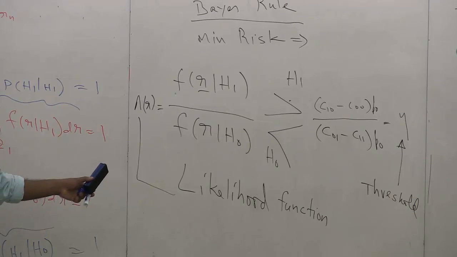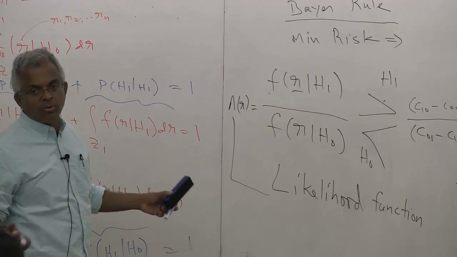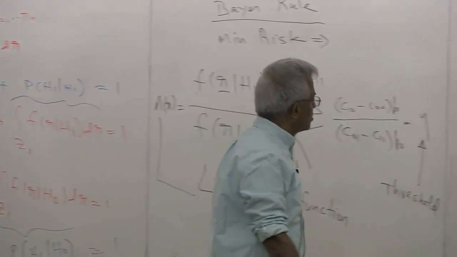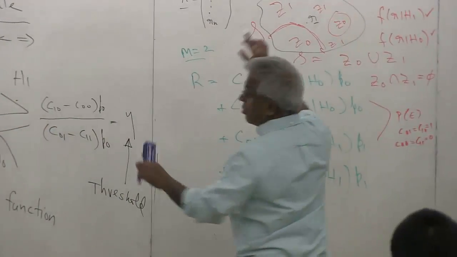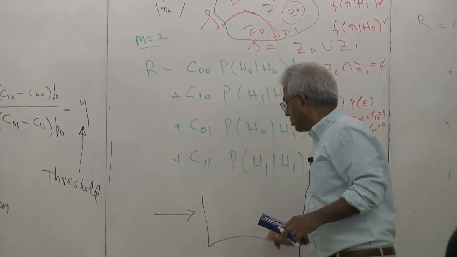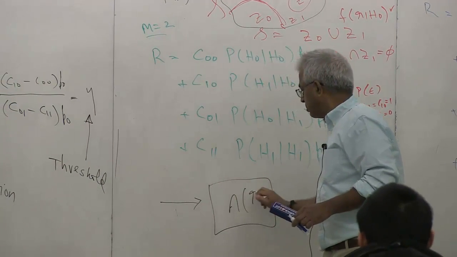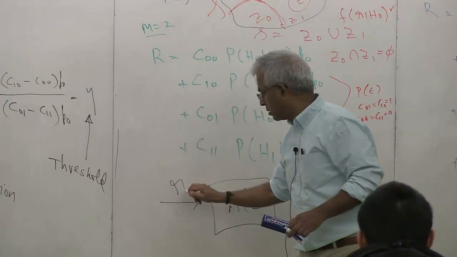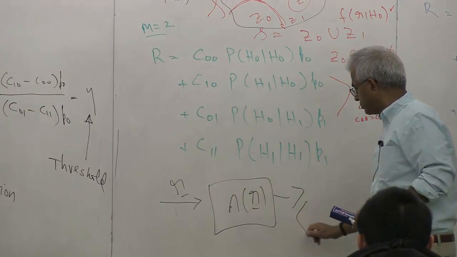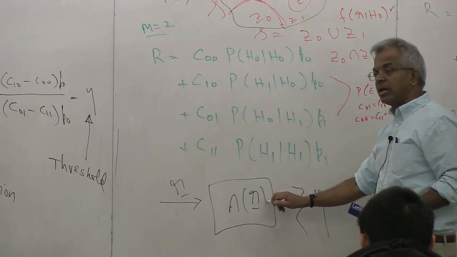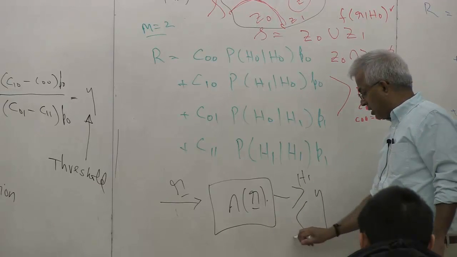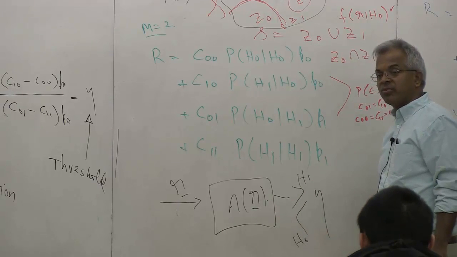So you see, you have the receiver in front of you. You do something to the data and you make a decision. So the decision is what we went through all this. Your data comes in, you form the lambda R, and then you compare it with the threshold. If this lambda R is greater than the threshold, you decide in favor of H1. Otherwise, you decide in favor of H0.